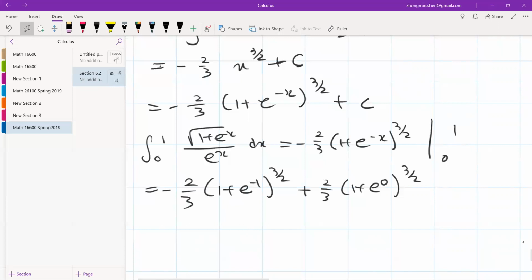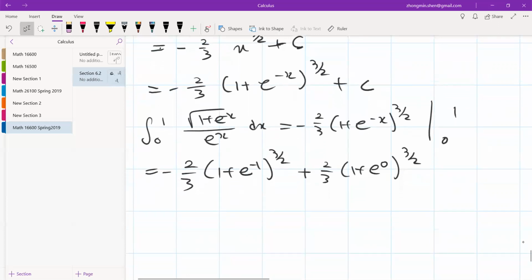So this is the answer. I tried to simplify a little bit because the second one is just a 1. So put the positive one first, minus 2/3. Okay. And nothing we can do for this one. But this is going to be positive.